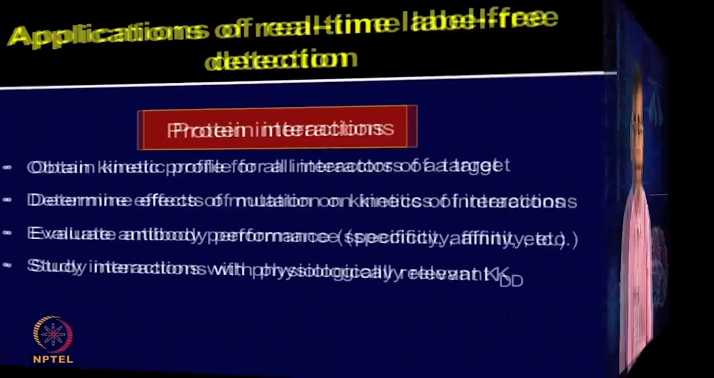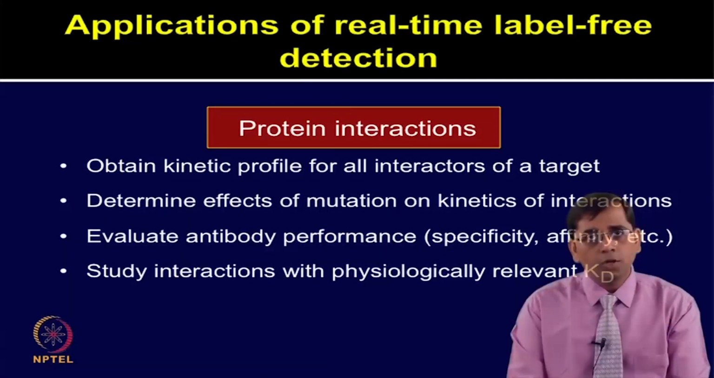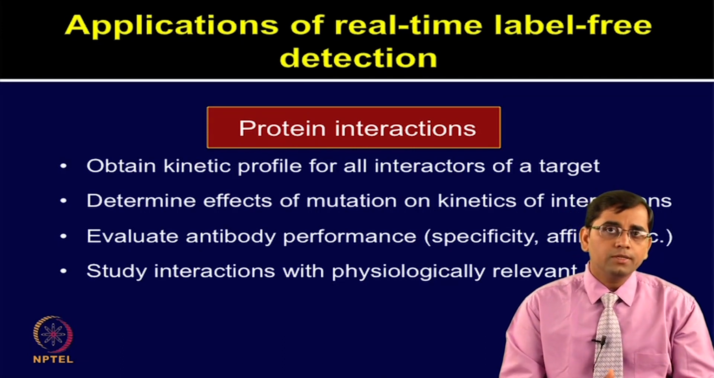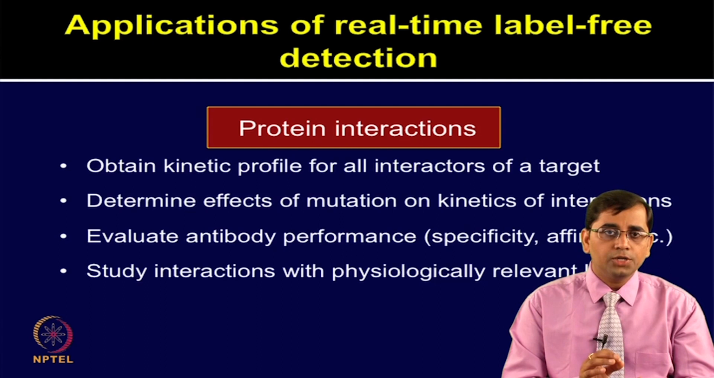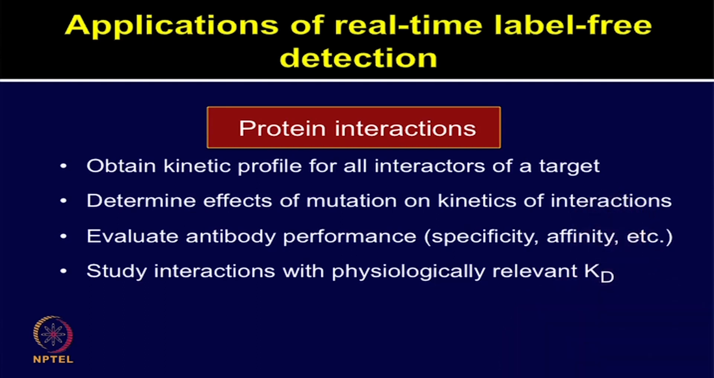There are various applications of label free detection techniques which can measure biomolecular interactions in real time, and the most important application is protein interaction studies. These techniques can obtain the kinetic profile for all biomolecular interactions. In addition, one can also study the effect of protein mutation on the kinetics of protein interactions.